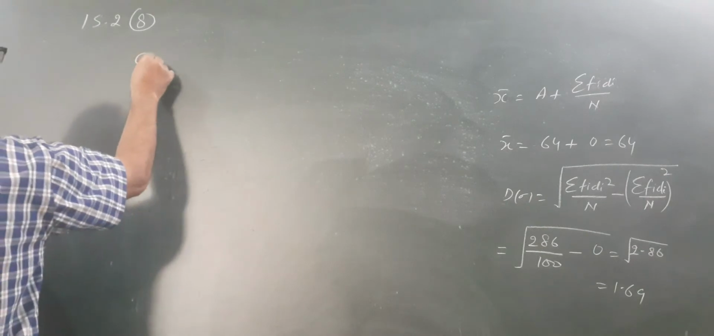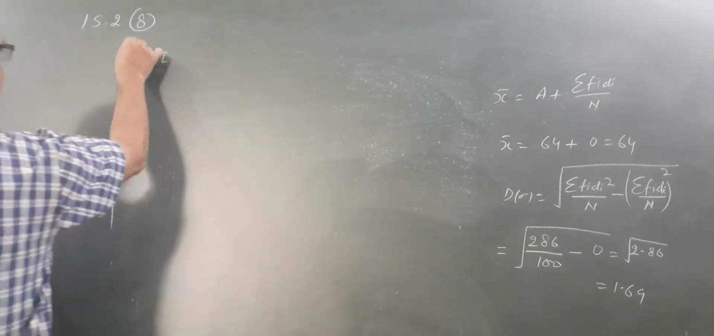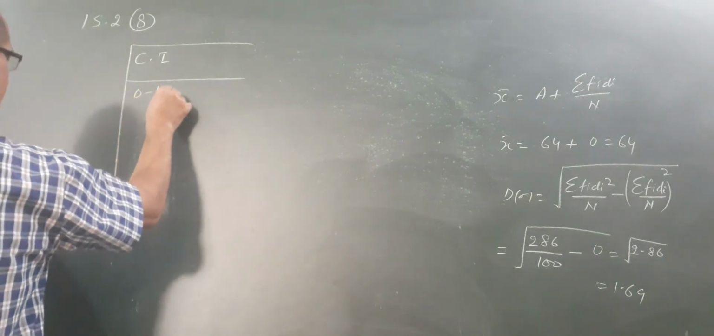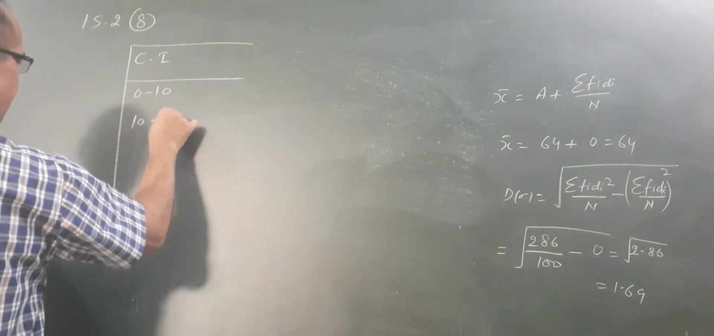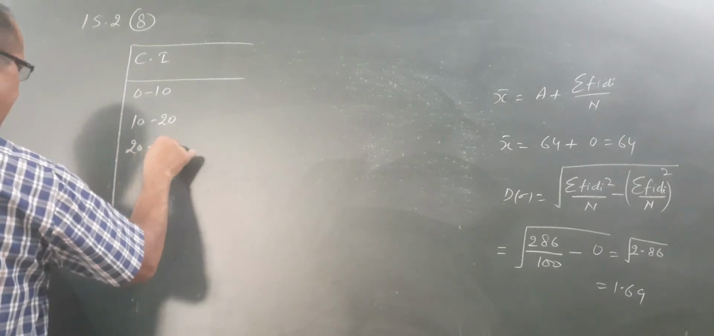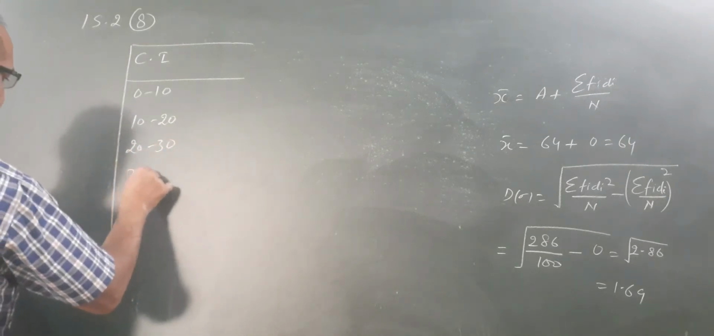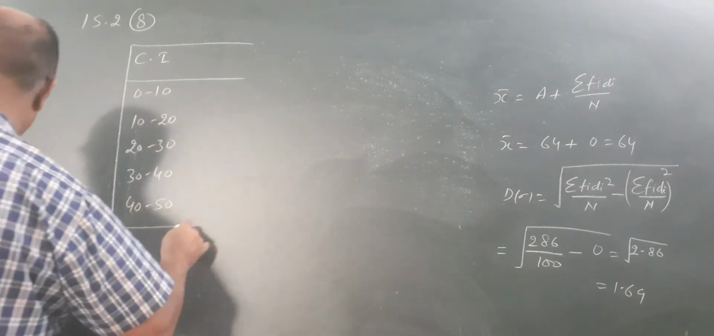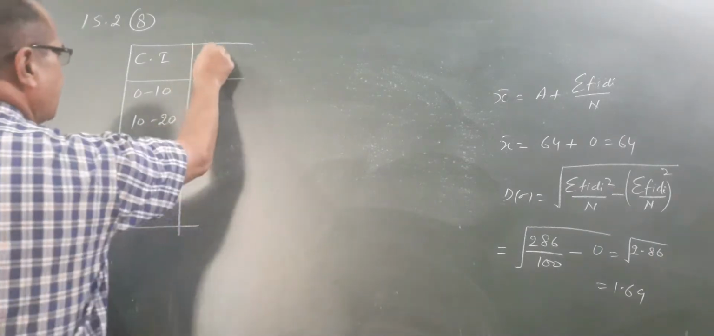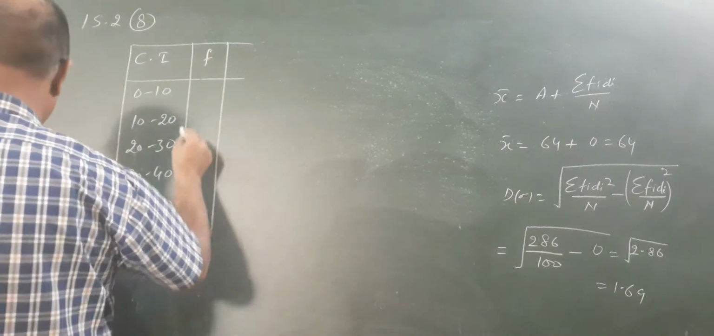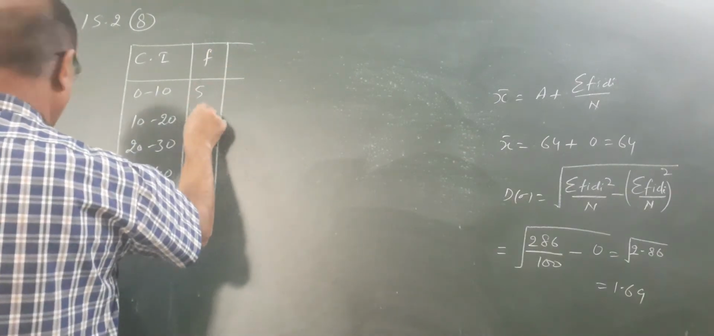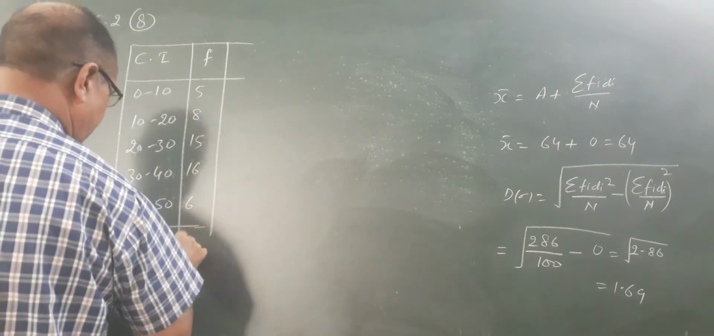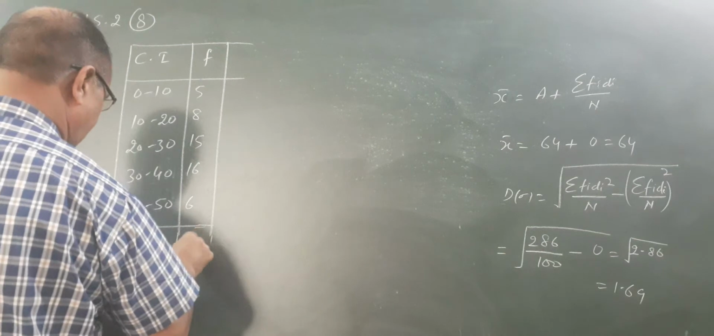The class intervals are given. The class intervals are 0 to 10, then 10 to 20, then 20 to 30, then 30 to 40, and 40 to 50. These are the class intervals given. And the frequency is given as 5, 8, 15, 16 and 6. And the total of this frequency is 50.